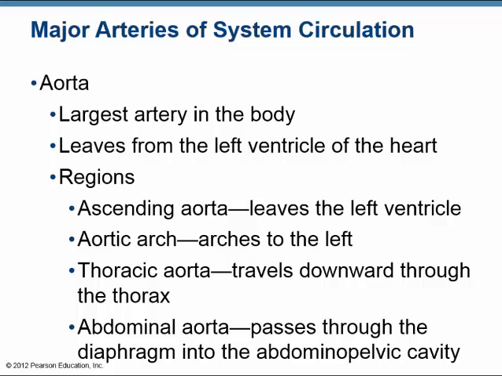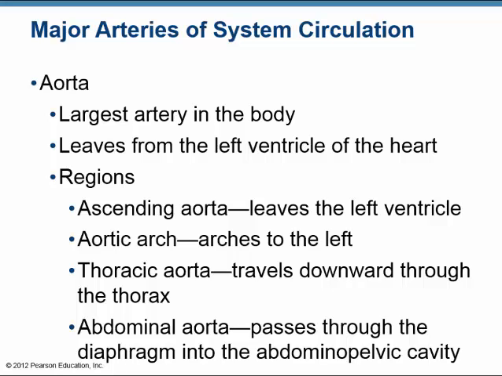The aorta is the largest artery in the body. It leaves from the left ventricle of the heart. It has 3 basic regions. The ascending aorta is only about 1 inch long and gives rise almost immediately to the aortic arch, which makes a hairpin turn as it arches to the left. The aortic arch ends by becoming the descending aorta, which has 2 regions, the thoracic aorta and the abdominal aorta.